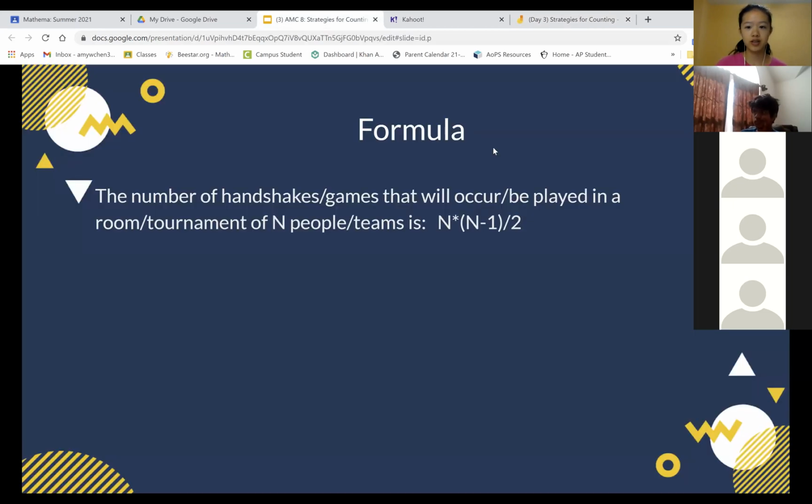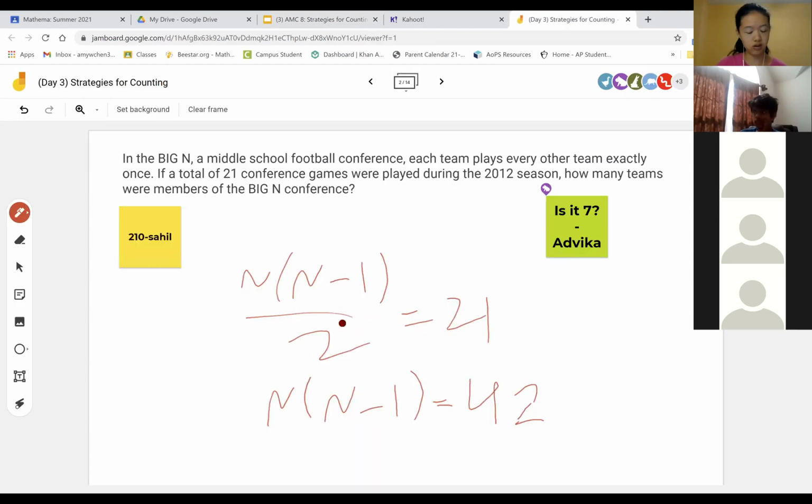Just to recap, this is how many games are played: n times n minus 1 over 2. That should equal 21. So all you're doing is basically solving this equation. If you decide to multiply n out, you will get a quadratic. It might be easier to use a little bit of common sense and think, what number times what close number equals 42? And then you would get 7, just like Advika did.